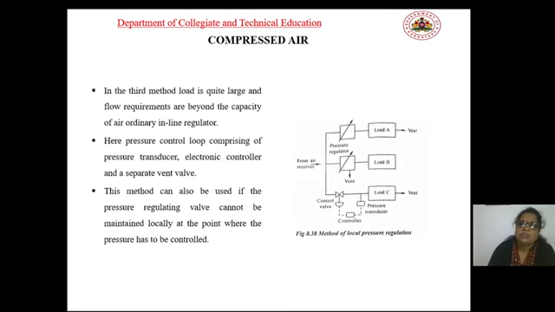In the third method, the load is quite large and flow requirements are beyond the capacity of ordinary inline regulators. Hence here a pressure control loop comprising a pressure transducer, electronic controllers and separate vent valves is used. This method can also be used if the pressure regulating valves cannot be located locally at the point where pressure has to be controlled.